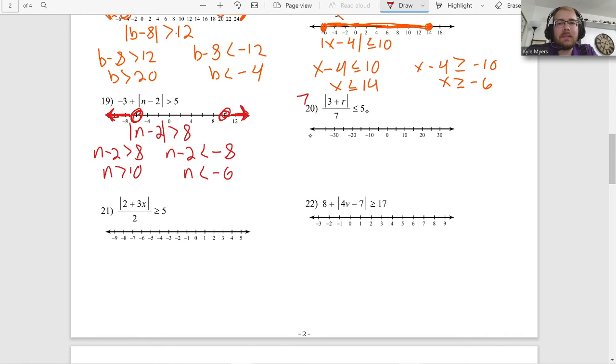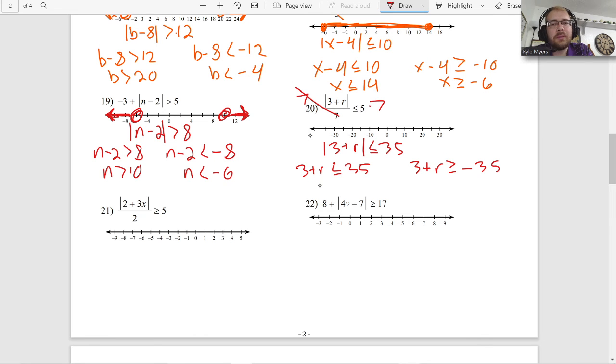All right, times it by 7 on both sides because it is being divided, so opposite operations. So absolute value of 3 plus r is less than or equal to 35. Then we split it up. 3 plus r, less than or equal to 35. Keep, change, flip. We want to subtract 3 on both sides. So 32. Subtract 3 on both sides again. Negative 38. Greater than or equal to negative 38.